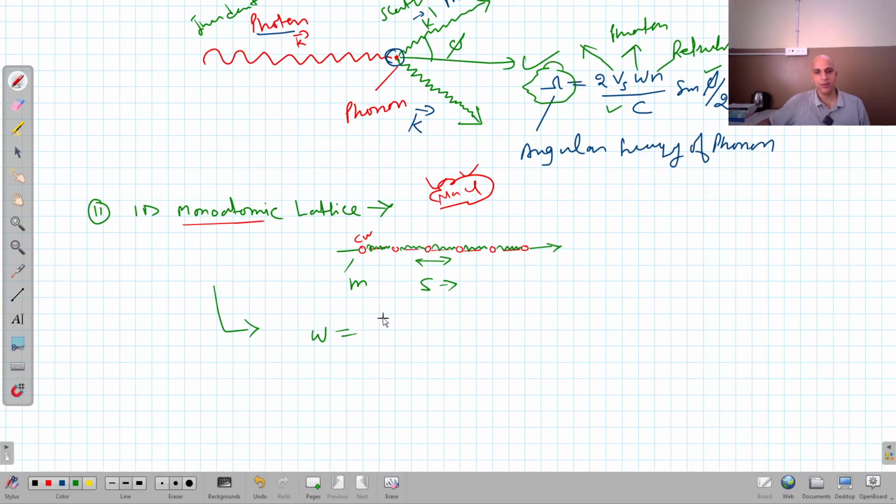equal to under root of 4S upon m, magnitude of sine of capital K a upon 2. Here a is the equilibrium separation between the two atoms, that is the lattice constant. We call it the lattice constant a, right? We know very well it is the equilibrium, meaning when no vibrations were there. So the minimum distance between the two atoms is the lattice constant, right? Here omega is the angular frequency of the vibrations that are produced inside the crystal lattice, right?